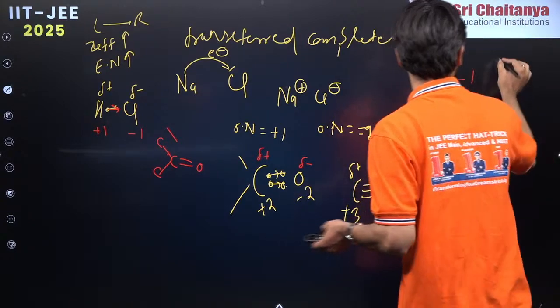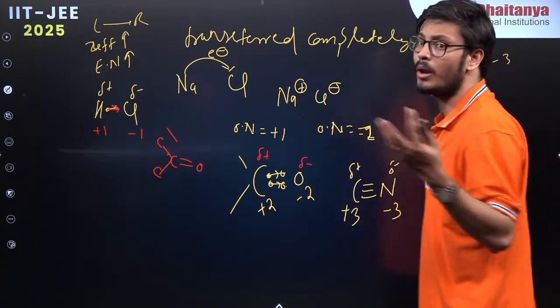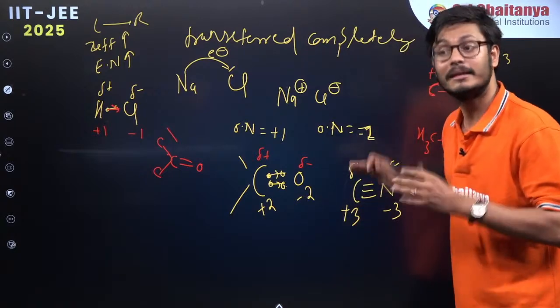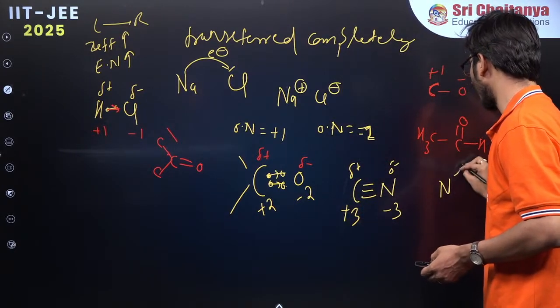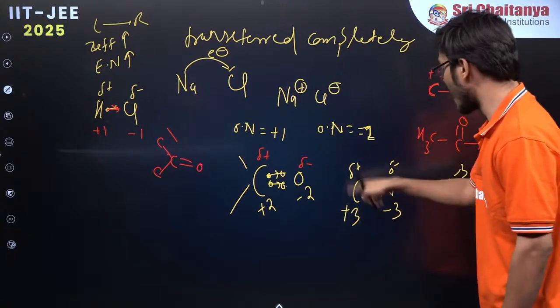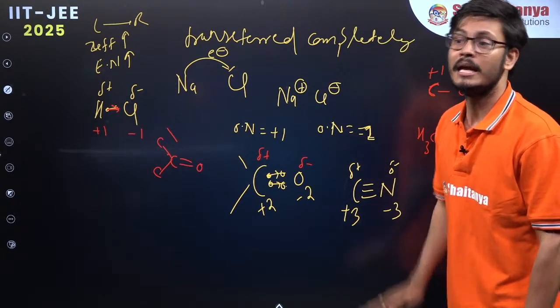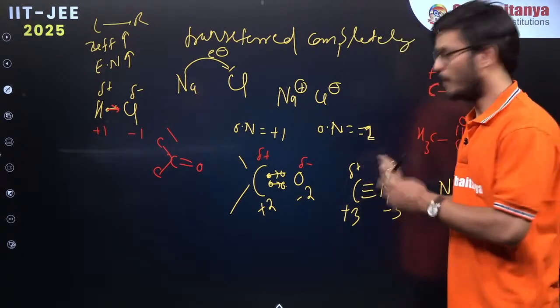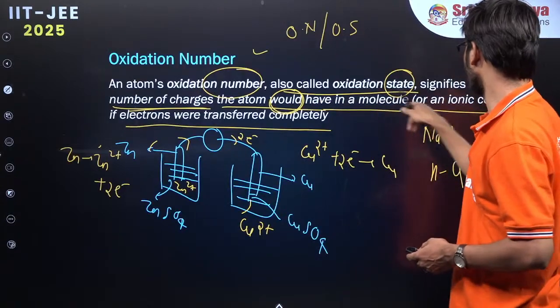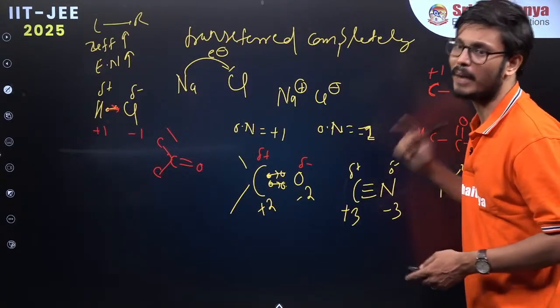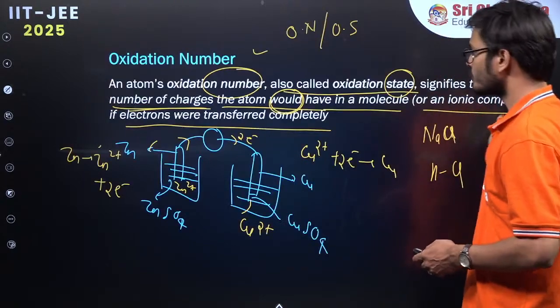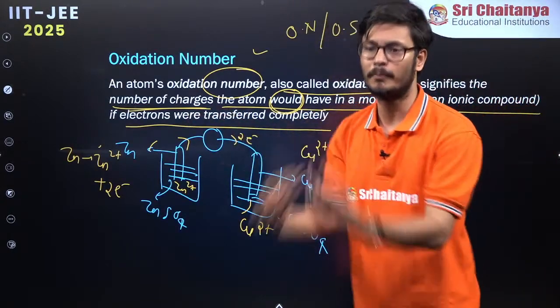It is not the coulomb charge. If it was nitrogen, it would have -3. If it was carbon in this form, it would have +3. Not exactly having, but it would have in a molecule or in an ionic compound. If you have an ionic compound, nitrogen will have -3, if electrons are transferred completely.